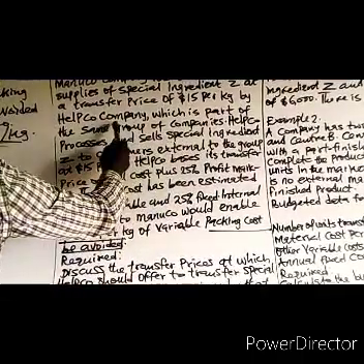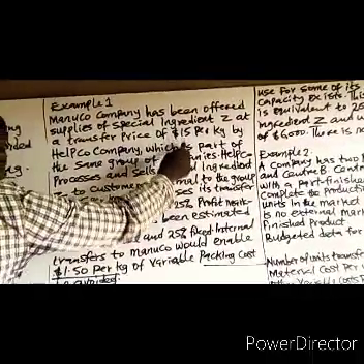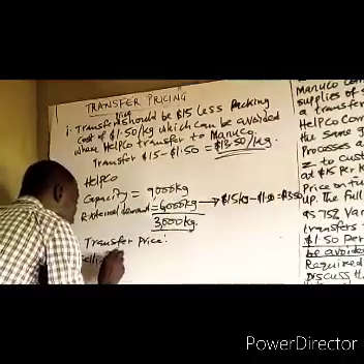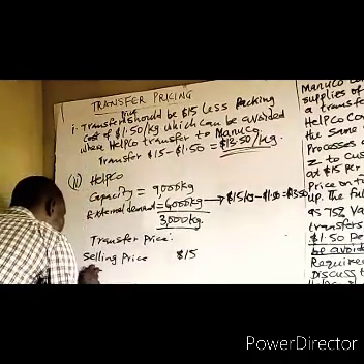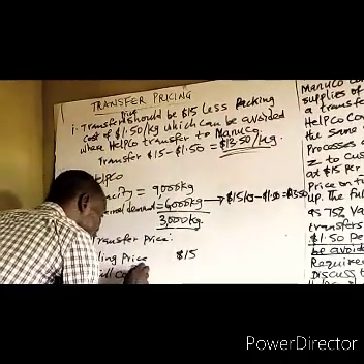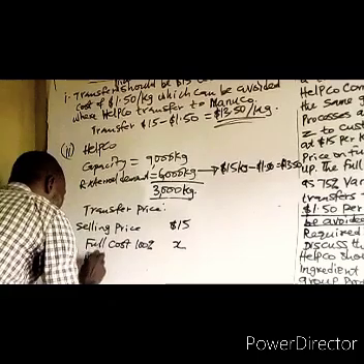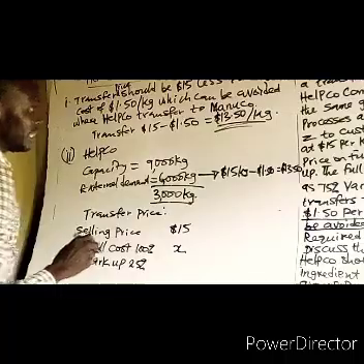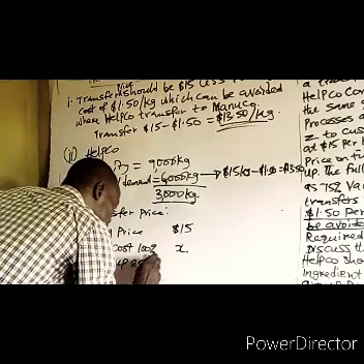Know the price. The transfer price was $15. So if it is now full cost plus 25%, that means the selling price is $15. That $15 comprises full cost of 100%, which is not known, plus markup of 25% on cost.